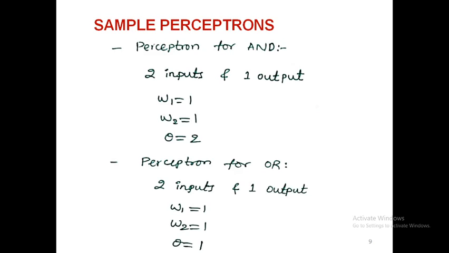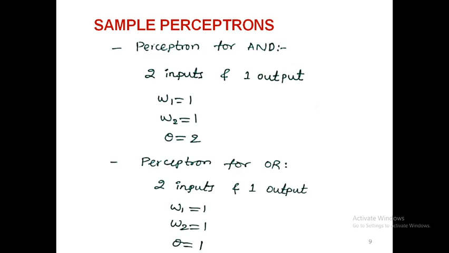So if you take that AND gate, what are the combinations? For 0 0 it is 0, 0 1 it is 0, and 1 0 it is 0. For 1 1 only it is 1. The corresponding output is 1. That's how the logic gate AND will work out.